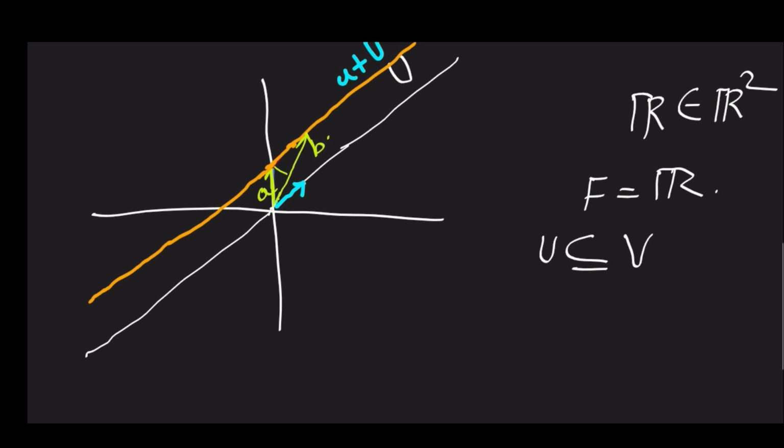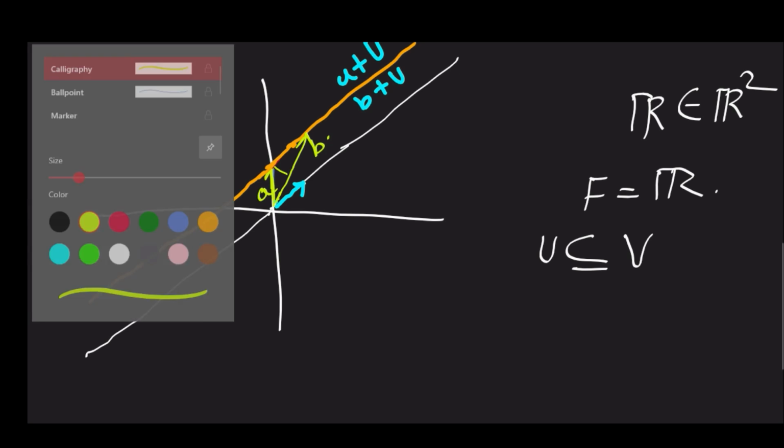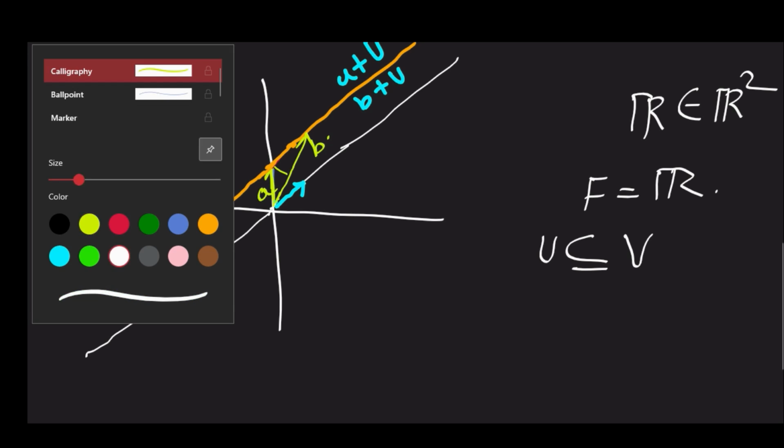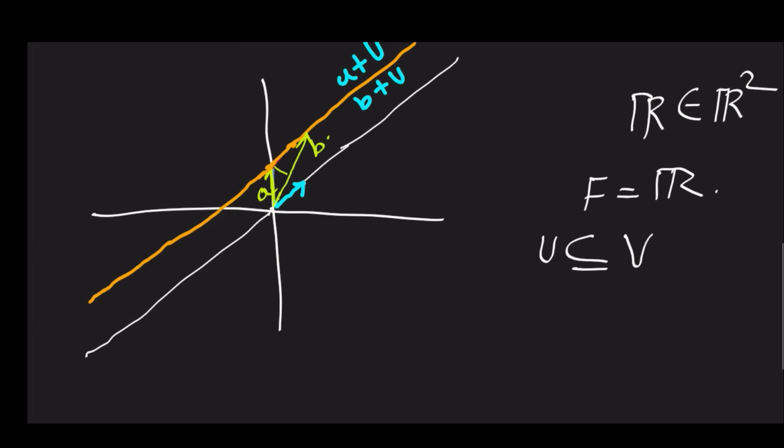This one was A, this one is B. However, it results in that B plus U is the same subspace as it was. This white line is the original subspace. Let me write original subspace.